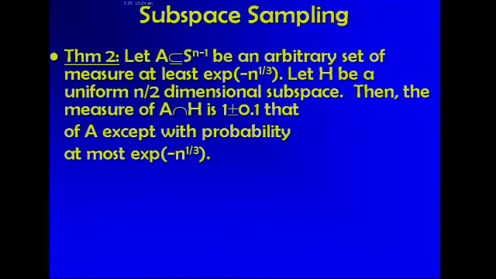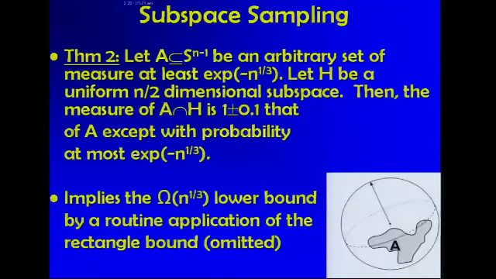So again, what we want to show is the concentration to plus minus 10%, as the probability is very good. The probability of deviating more than 10% is only e to the minus n to the 1/3. Okay. And this, as I said, implies what we need. This implies the n to the 1/3 lower bound using a routine application of the rectangle bound.